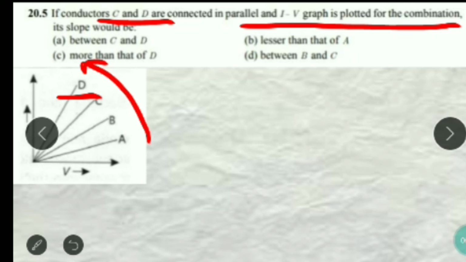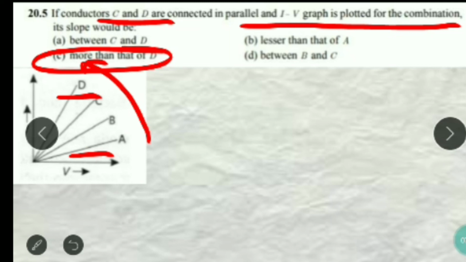Between C and D? No. Lesser than that of A? नहीं, A से कम भी नहीं हो सकता। Between B and C भी नहीं। More than that of D would be the correct answer, that is our C. D से भी ज़्यादा ही हमारा कहीं स्लोप होगा. So this was a little bit complicated case study. Hope you have gone through it.